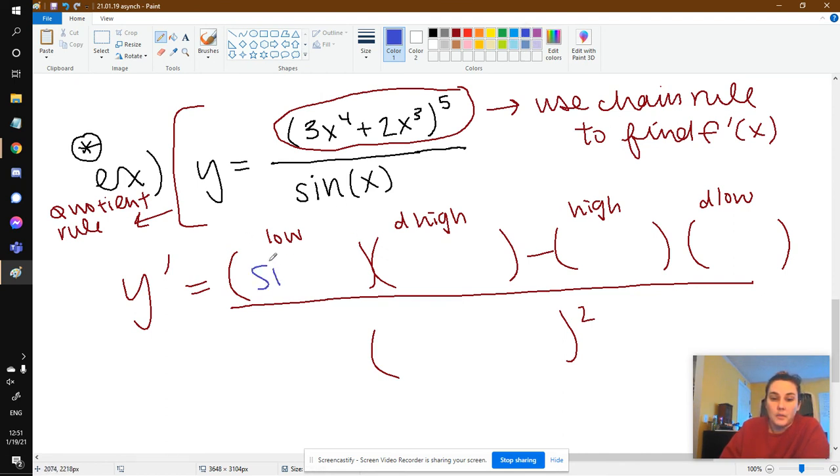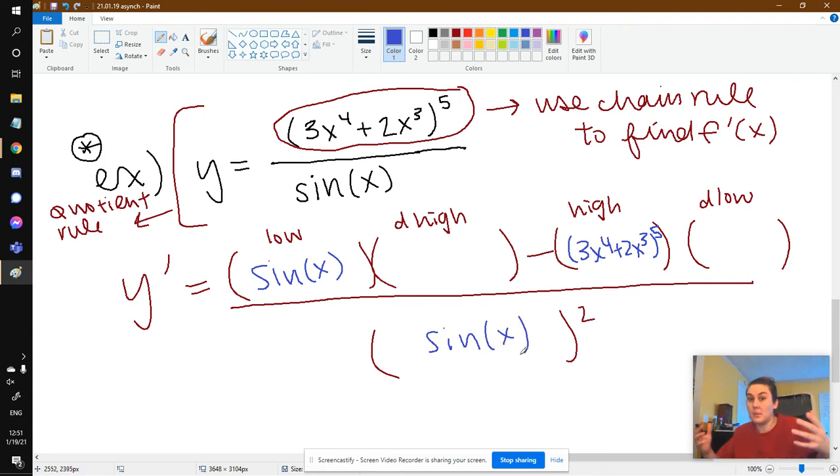I'm going to rewrite the low. I'm going to rewrite the high. I'm going to rewrite the low. Bada bing. The derivative of the low is cosine. And now the really hard part is what's the derivative of this?